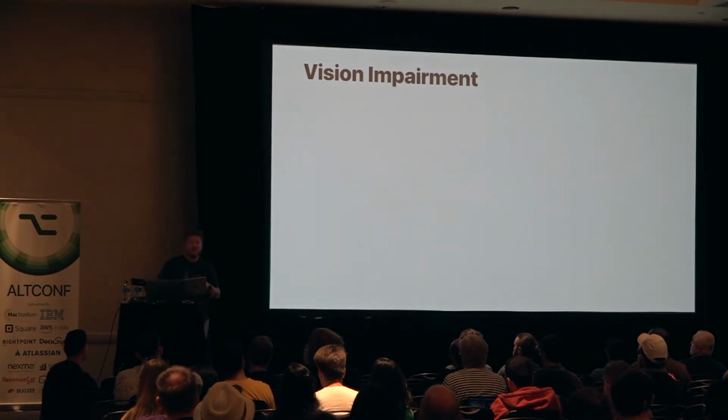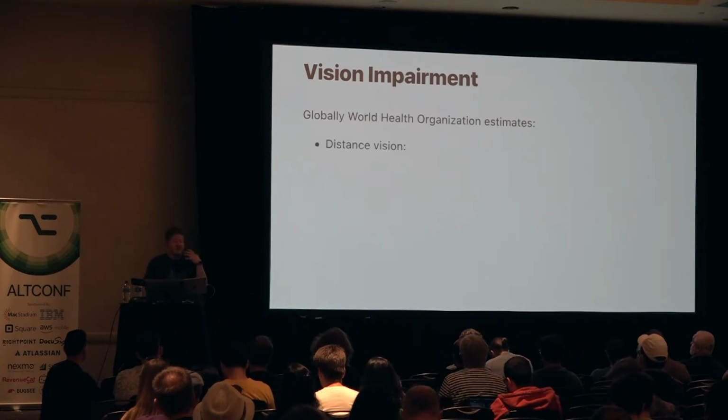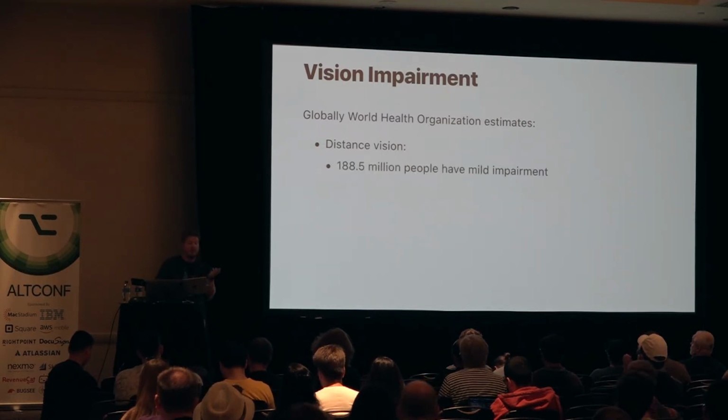Vision impairment, some numbers globally. The World Health Organization estimates that as far as distance vision, so it's not really affecting us with iPhones so much, there are 188.5 million people with mild impairment.